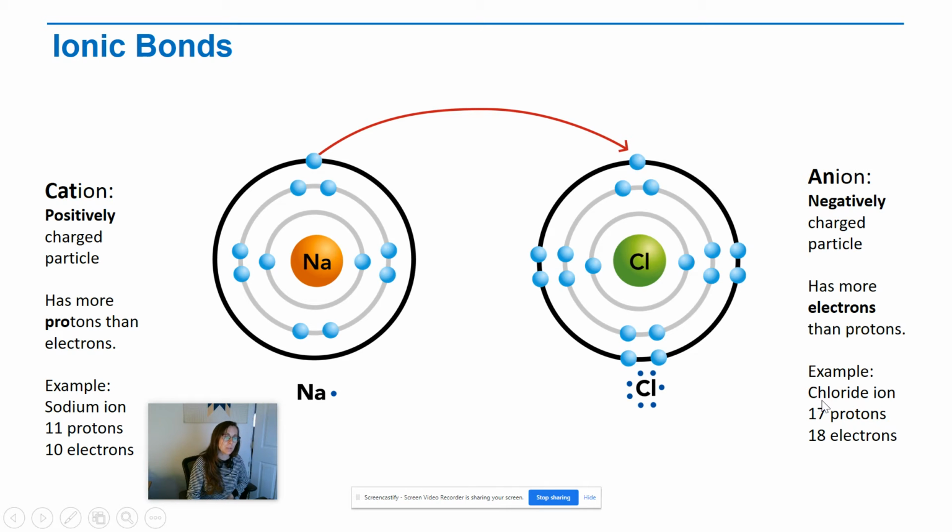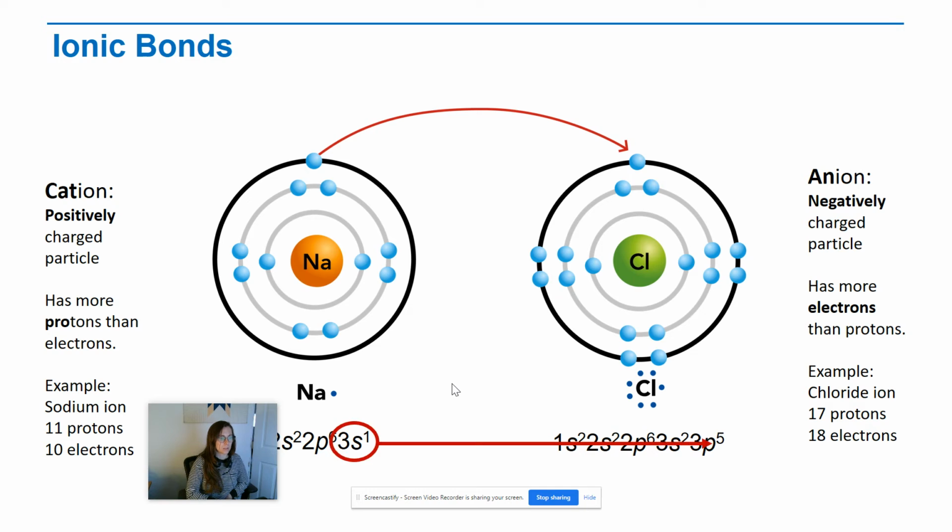So for example, a typical chlorine atom has 17 protons and 17 electrons. In this case, it gained an extra electron, so it's going to have 18 electrons, and so now it has a 1 minus charge. And so once this happens and they become ions, let's look at what happens.